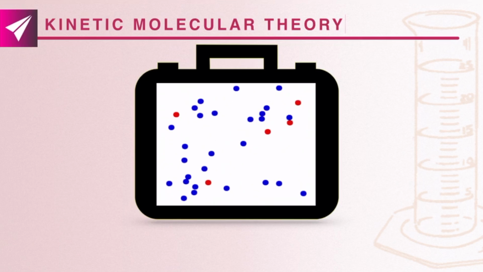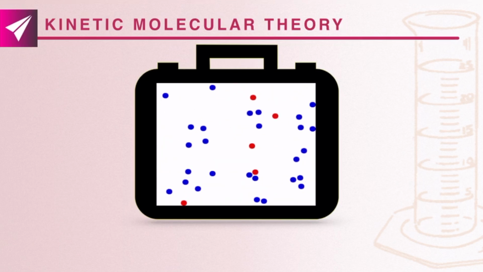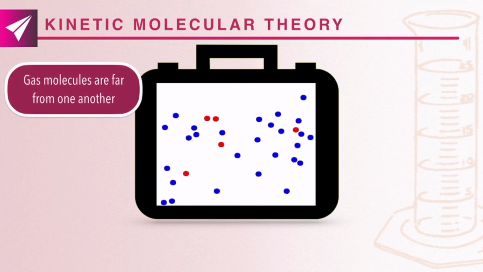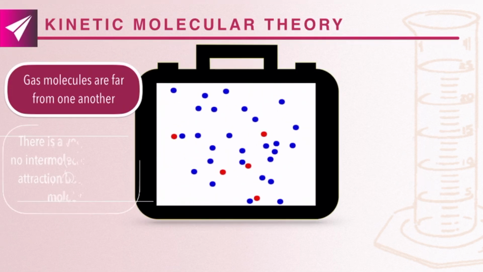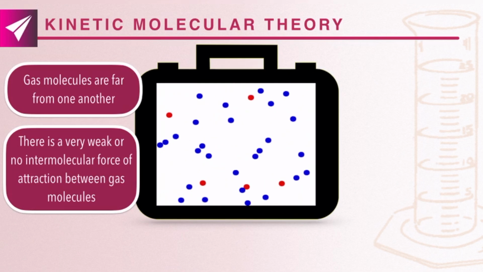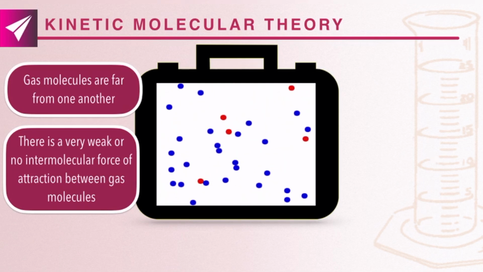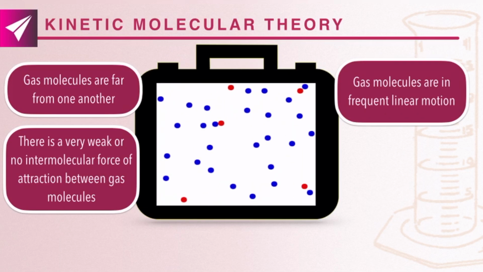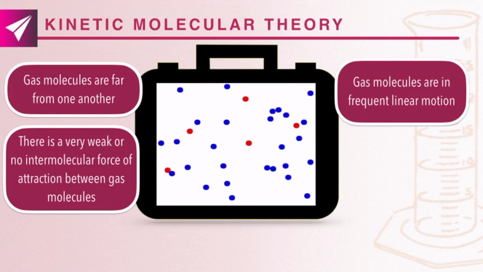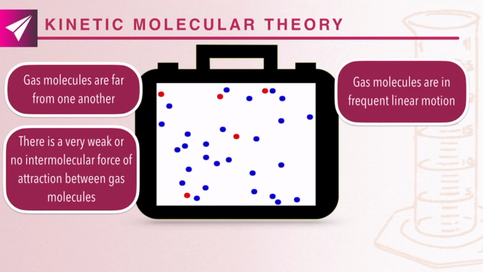The kinetic molecular theory has four basic tenets. 1. The gas molecules are far from one another. This is because, number 2, there is a very weak or no intermolecular force that exists between these gas particles. 3. Gas molecules are in constant motion. Not just any motion but linear motion. So why are gas molecules changing direction?